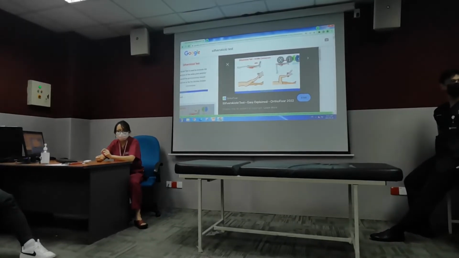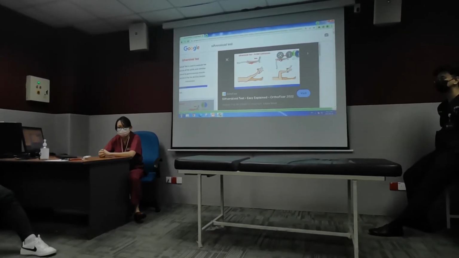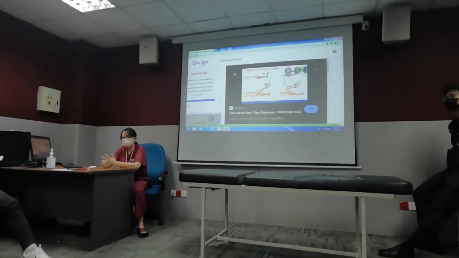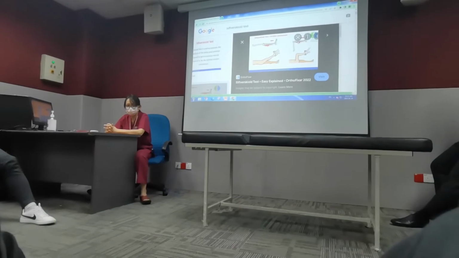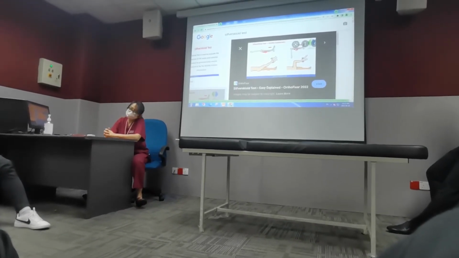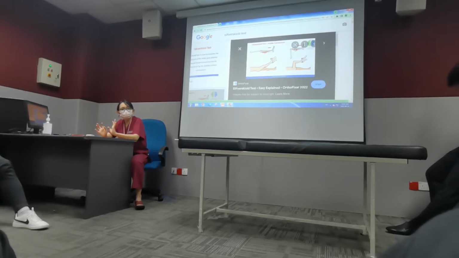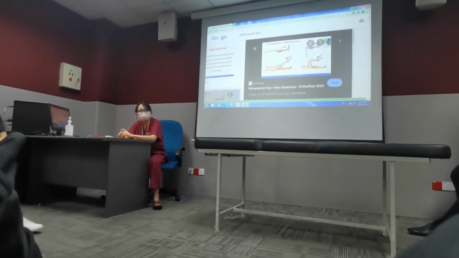Okay, doesn't exclude the tightness from anywhere else. But because it's so common, a tight gastrocnemius muscle is contributing to reduced dorsiflexion. So there is this test. This is one test that you can do if, when the patient does an active dorsiflexion of the ankle, you see it's limited. Then you can do this test.